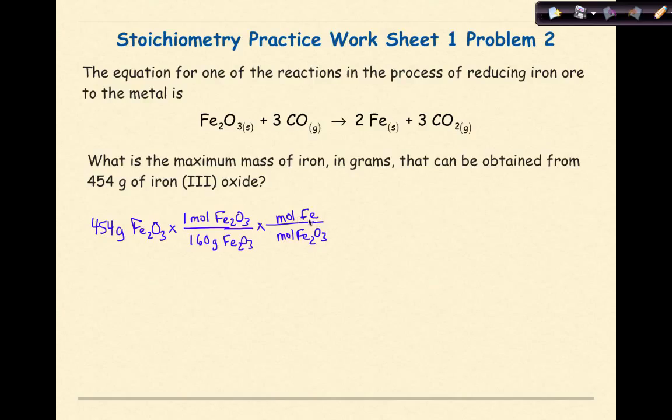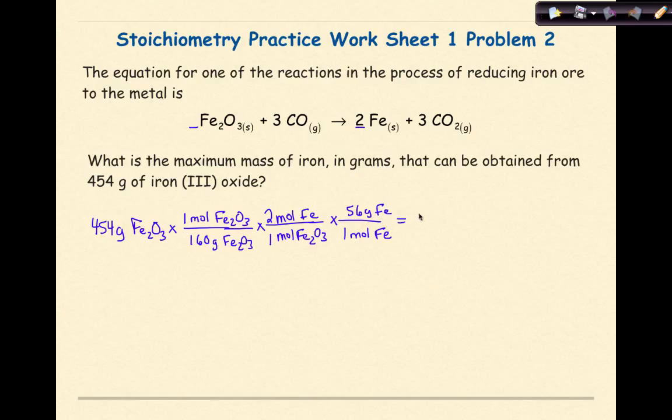So if I look at the coefficient in front of Fe, I see that it is 2. So 2 moles of Fe. If I look at the coefficient in front of Fe2O3, we observe that there is an assumed 1. So we're going to have a 1 on the bottom. The final step here is to convert moles of Fe into grams of Fe. So for every 1 mole of Fe, we're going to have approximately 56 grams of Fe.